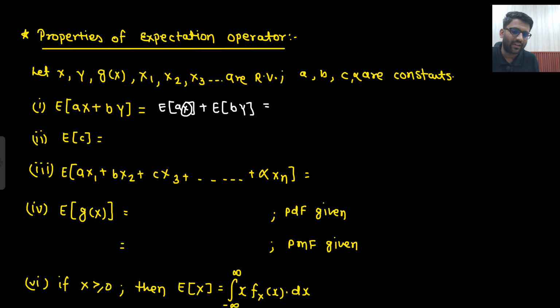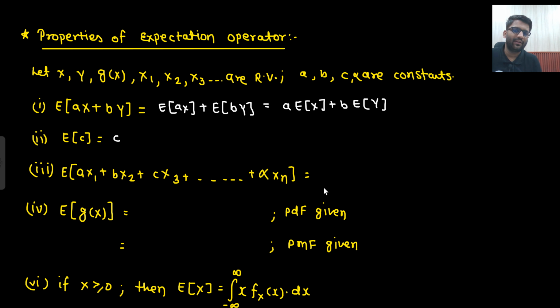Now x is random, right? And y is also random. a is a constant, b is a constant. So a can be taken out. So a into expectation of x plus b into expectation of y. Say yes or no, what will be the expectation of c? Expectation of a constant. What would that be? Constant only, because c is a constant. So expectation of a constant will be constant only.